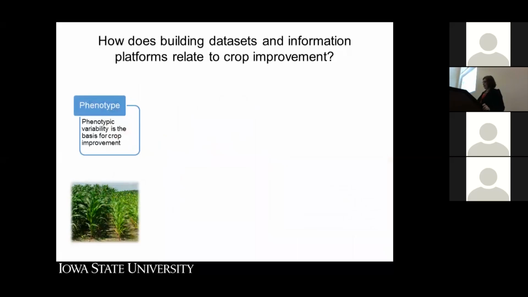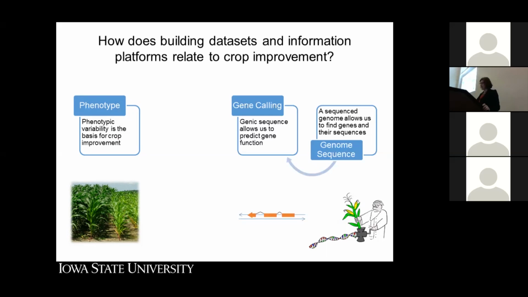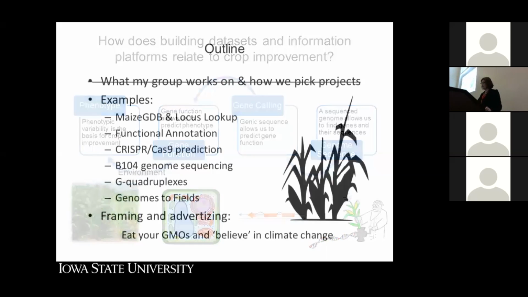So how does that square with crop improvement? Crop improvement is dependent on phenotype. We select the phenotypes. In my group, we usually start with genome sequences. The sequence allows us to find genes, the sequences of genes. We have a genomic sequence. We do gene calling. And then from gene calling, we can start to predict what functions are. And then those things get expressed in the environment. You get to a phenotype. So what I'm hoping to do today is to take a number of different examples in my group to show you where they fit into this overall architecture of how we get to crop improvement, starting with genome sequence.